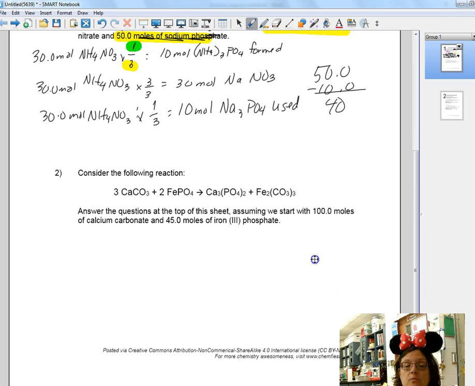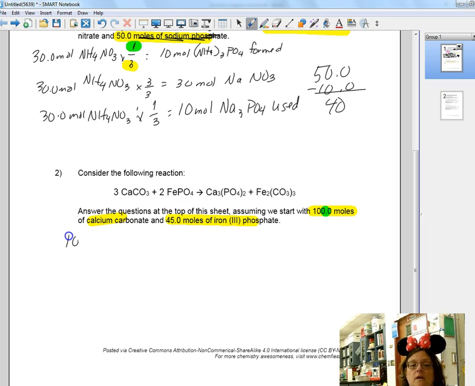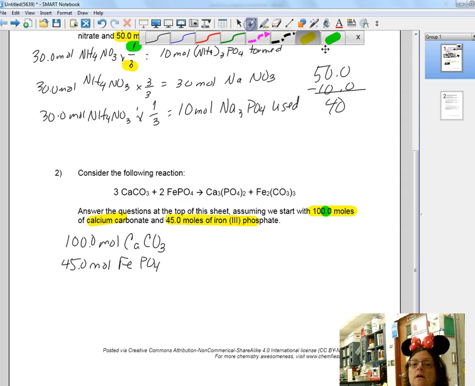So again, first thing we're going to do is calculate who's limiting. We have a given of 100 moles of calcium carbonate and 45 moles of iron 3 phosphate. I'm going to write both of them down. And we're going to choose one of these guys. For right now, I'm just going to choose the first one, calcium phosphate.